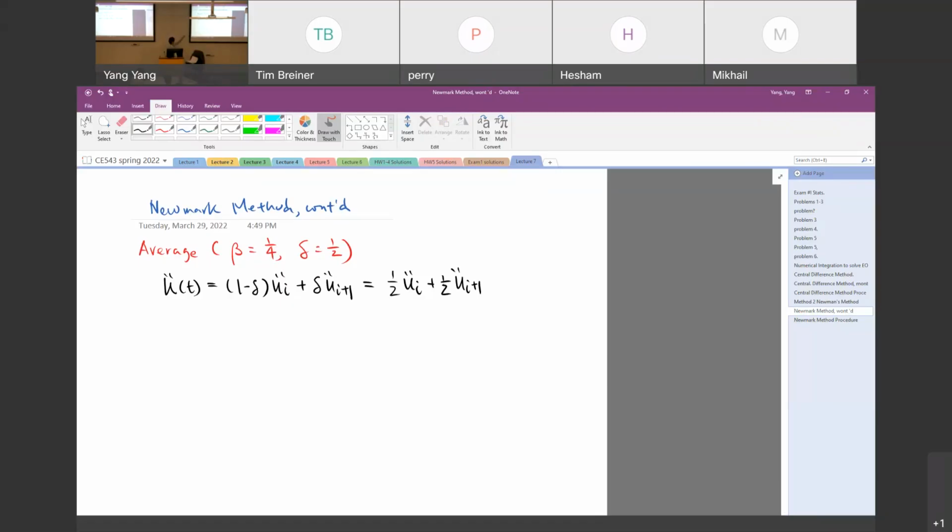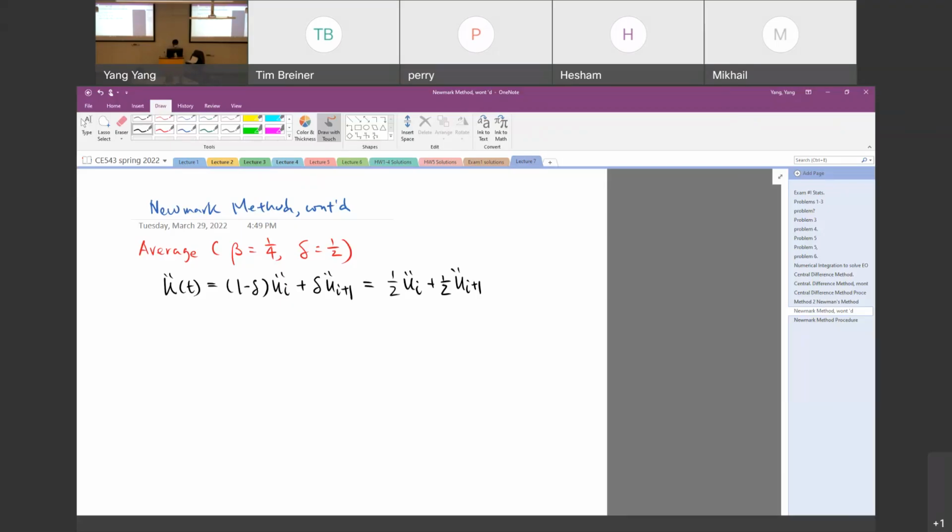Because beta is already equal to 1/4. Correct. We substitute. So yes, we use either beta or delta over here, because beta is equal to half of delta. Since delta is equal to 1/2, we just express the equation, we just plug in the numbers. Does that make sense?